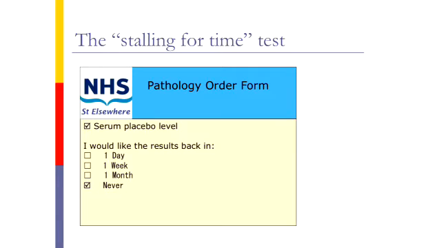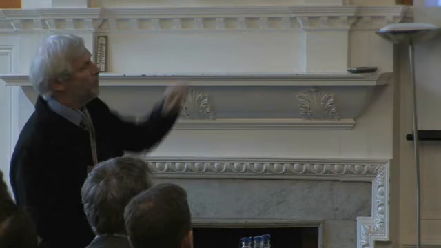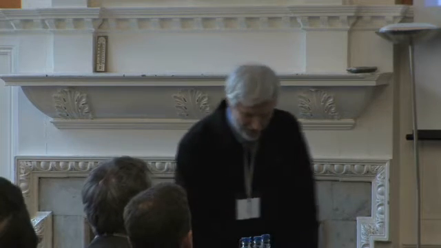So I'm going to talk about number 2, the monitoring test, but in case you're interested, the stalling for time has been implemented in some places like St Elsewhere's as a special pathology ordering form of the serum placebo level. It's important not just to have the stalling for time test, but you also need to be able to tick the box to say when you want the result back. So you can say, oh, this is a very complicated test. It'll take ages for the test result to come back, and there should be a never box on there as well. But I'm not going to talk about that anymore. I'm going to move on to monitoring.